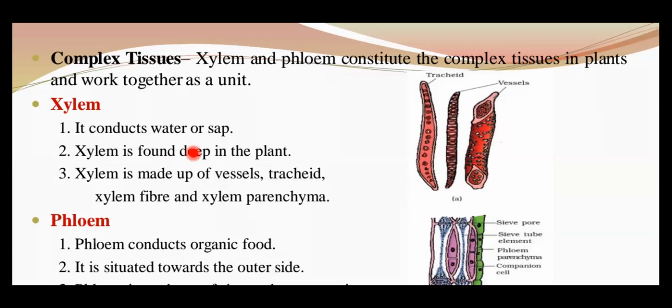Okay, and xylem basically is having different components. Okay, what are the different components? It is made up of vessels, tracheids, fibers, and parenchyma. Okay, so this is very important. Four components are there: vessels, tracheids, fibers, and xylem parenchyma.